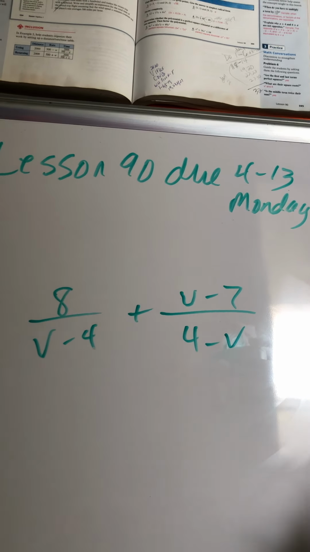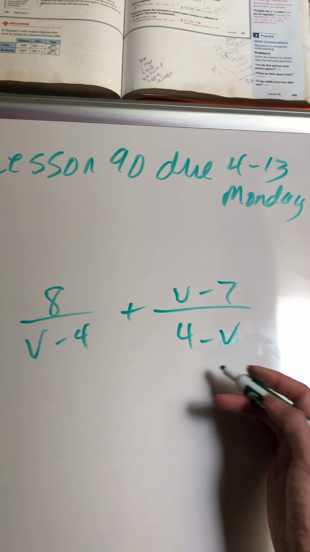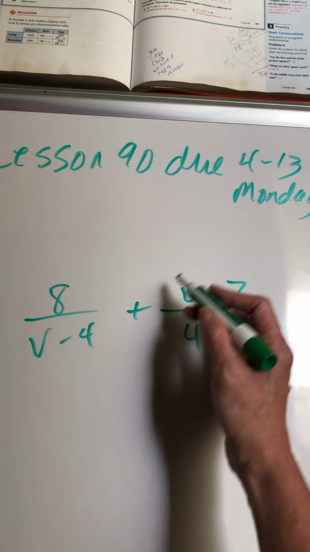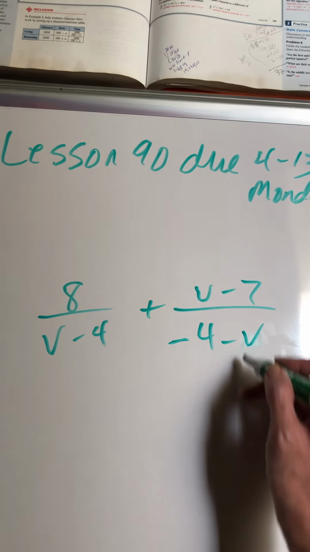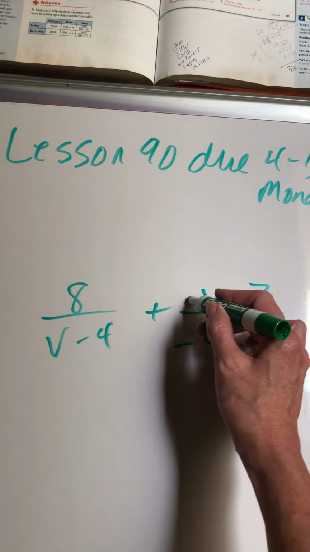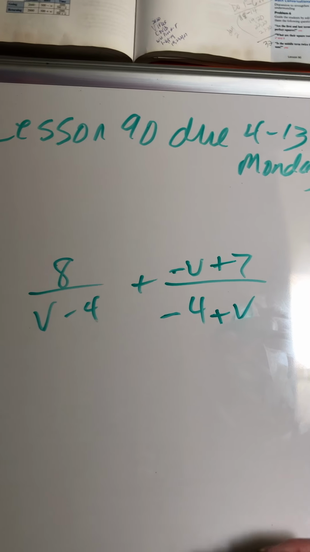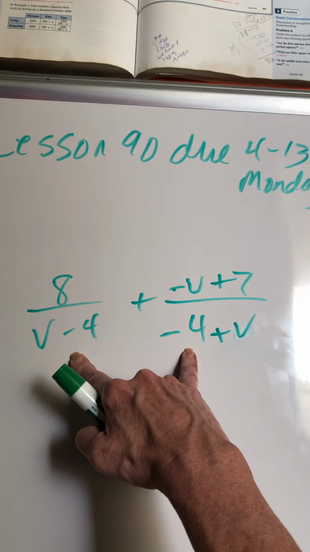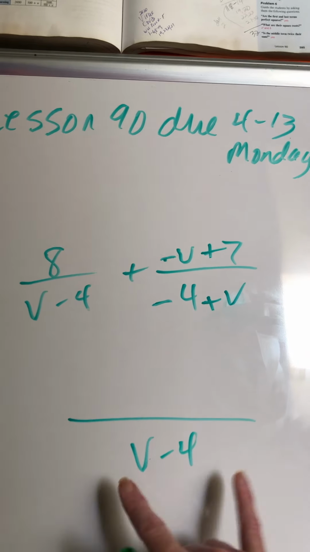If they're off by signs, all you have to do is pick one. You either pick the first one or the second one. I always pick the second one because that's just what I do. And change every sign in it. So we're going to make the 4 a negative. We're going to make the v a positive. We're going to make this v a negative and that 7 a positive. So now my denominators are alike. They may not be in the same order, but they're alike because my 4's are both negative and my v's are both positive. So I'm going to call it v minus 4 in the denominator.